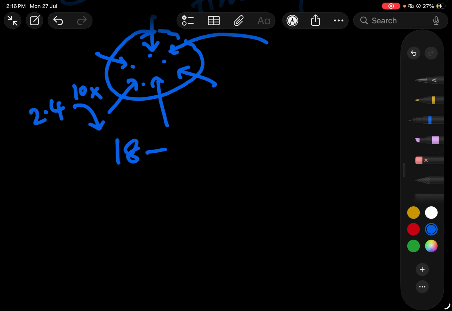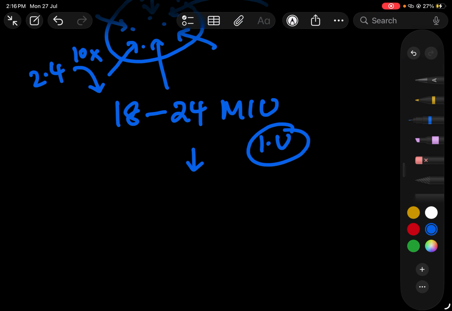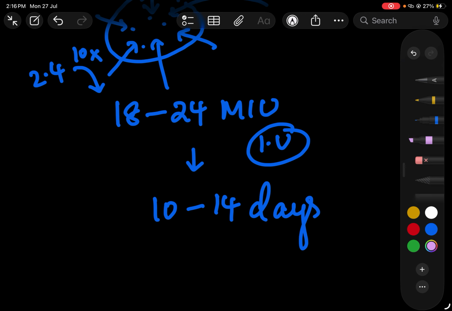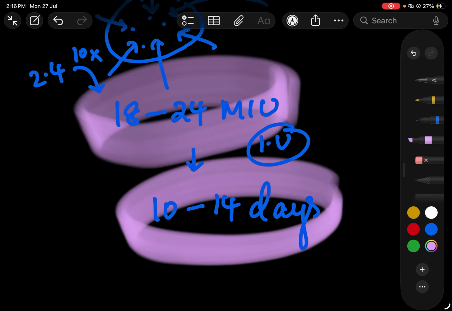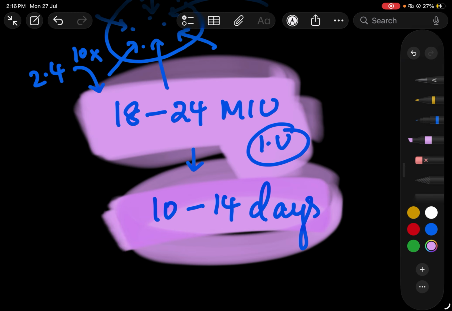So it's going to be 18 to 24 million international units, given IV. That was IM, this is IV. And for how many days? It's going to be 10 to 14 days. Okay, so this is different, and it's totally IV. So this is what I want you to remember: 18 to 24 million international units given IV for 10 to 14 days.